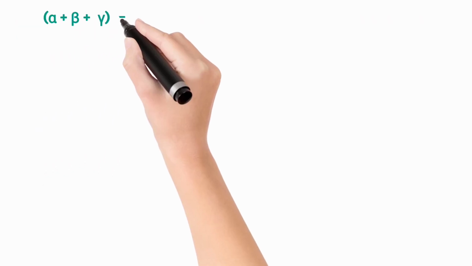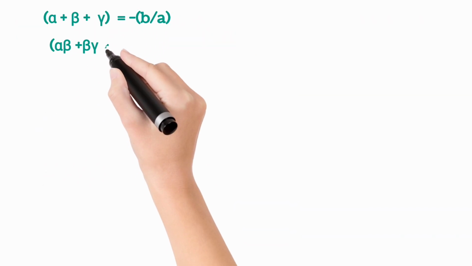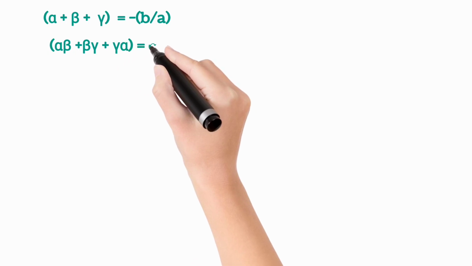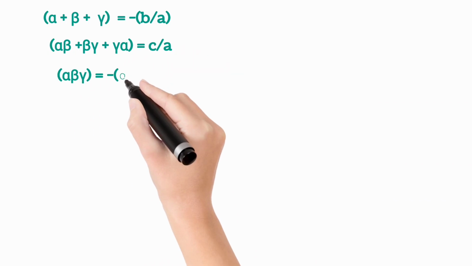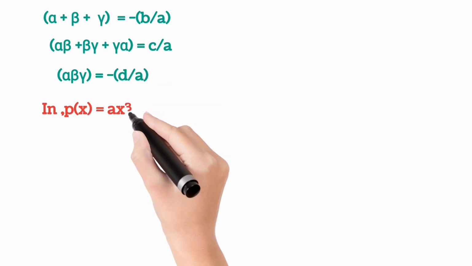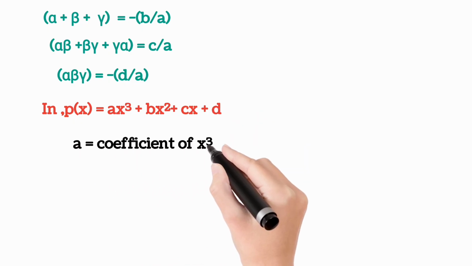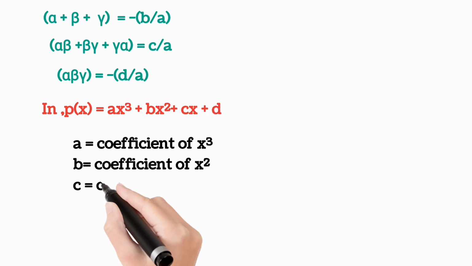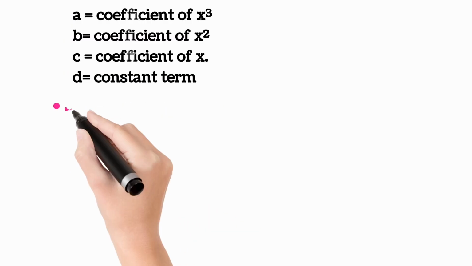Now we get alpha plus beta plus gamma equal to minus b by a, alpha beta plus beta gamma plus gamma alpha equal to c by a, and alpha into beta into gamma equal to minus d by a. So in p(x) equal to ax cube plus bx square plus cx plus d, a is the coefficient of x cube, b is the coefficient of x square, c is the coefficient of x, and d is the constant term.